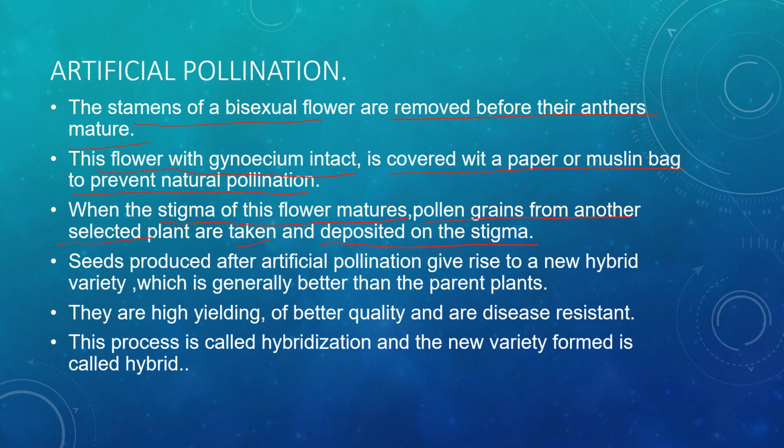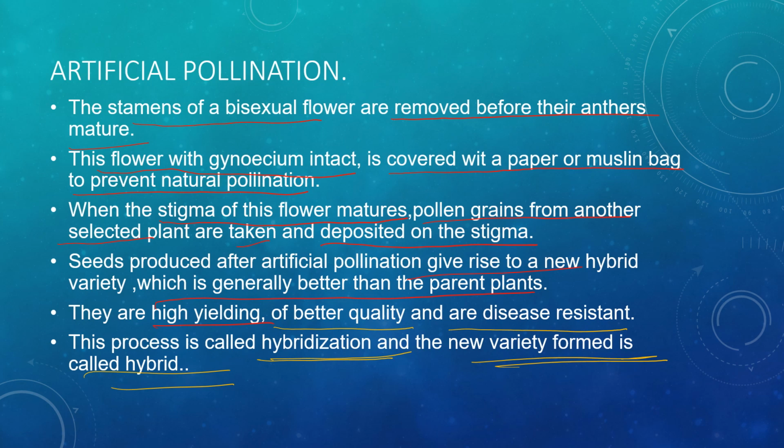into this plant. Now the seeds produced after artificial pollination give rise to a new variety of plant which is better than the parent plant. This new variety of plant is high yielding, has better quality, and has disease resistant characteristics. So this process is called hybridization, and the new variety formed is called a hybrid plant. Is it clear? I think all the things I have taught so far are very clear.